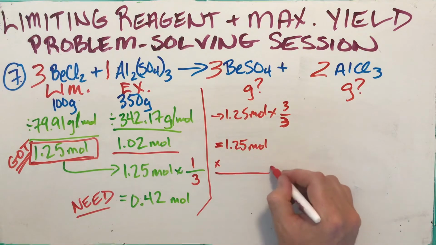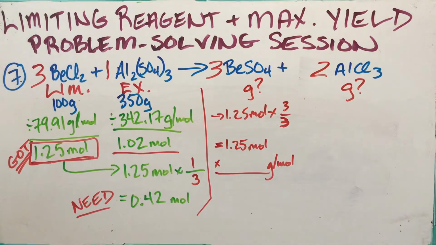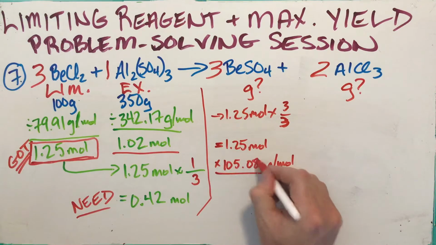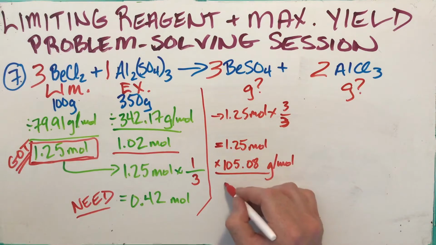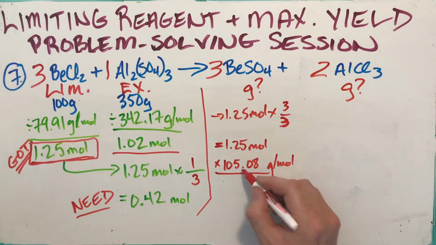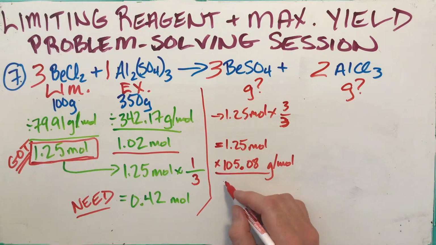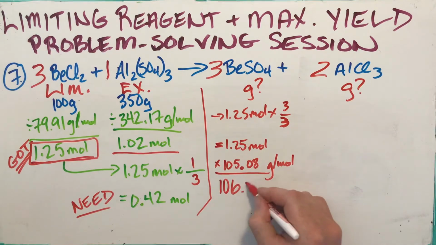I then multiply that by grams per mole, the molar mass of beryllium sulfate. Add up the components on the periodic table, it's 105.08. Multiply that, and I get 1.25 times that. $106. I think I made a mistake here.